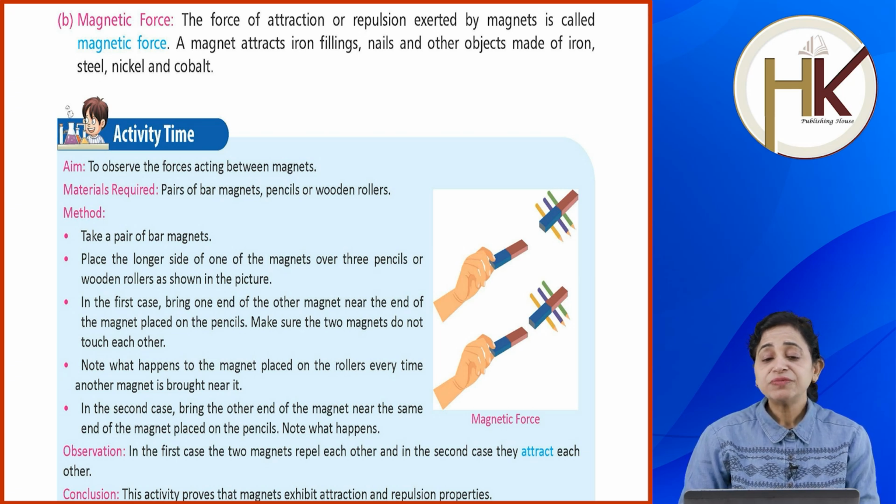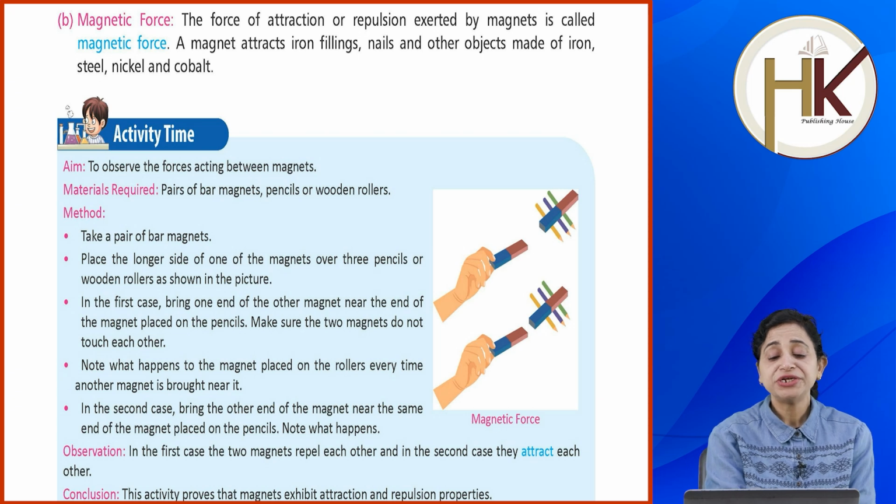In the first case, bring one end of the other magnet near the end of the magnet placed on the pencils. Make sure the two magnets do not touch each other. Now, note what happens to the magnet placed on the rollers every time another magnet is brought near it.